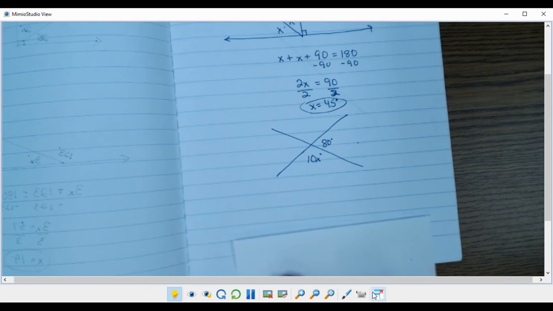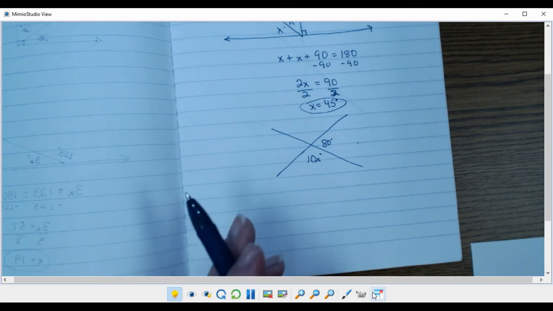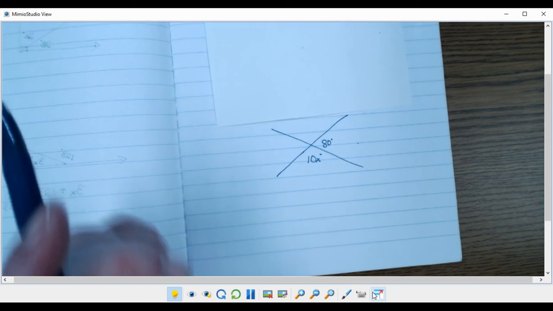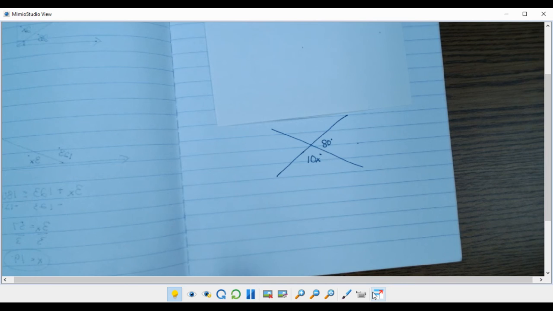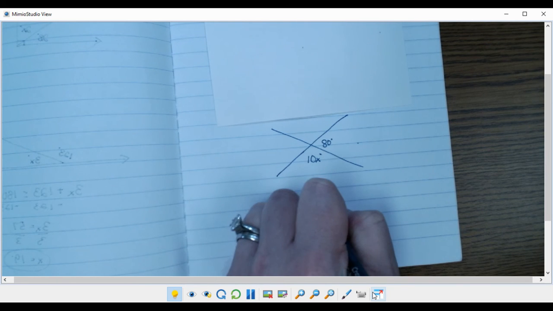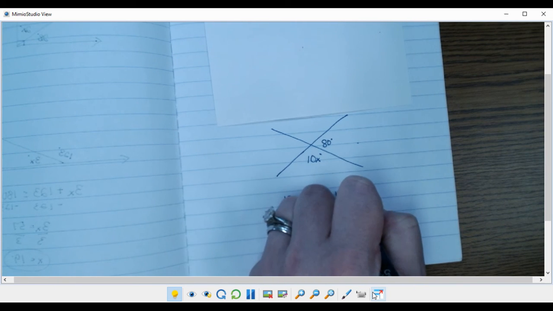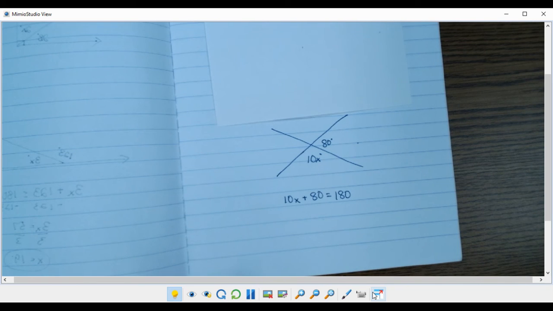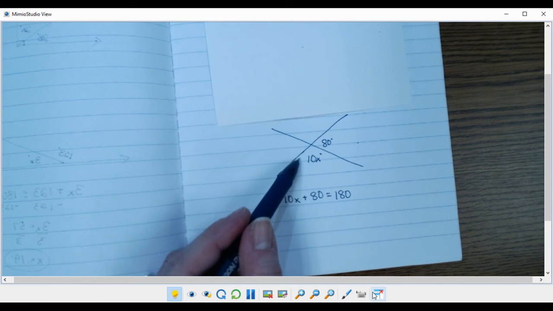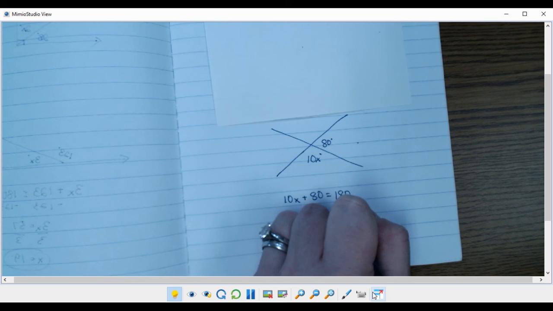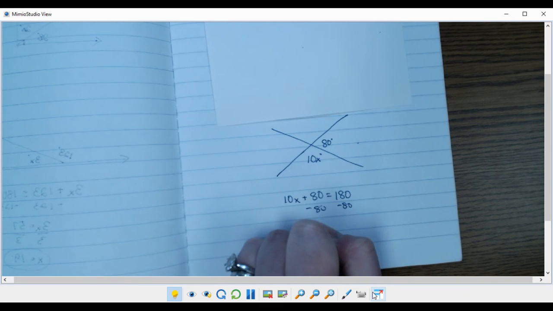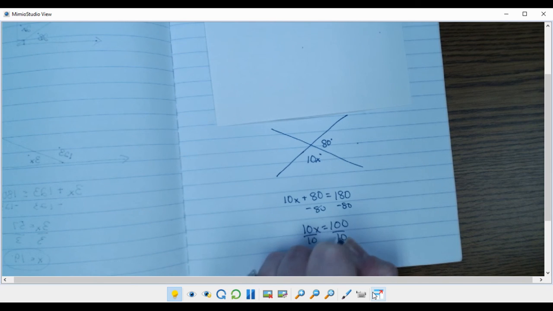One more example. So again, I have supplementary angles. I know that 10x plus 80 equals 180 degrees. That's a straight line. Subtract 80. I get 10x equals 100. Divide. X equals 10.